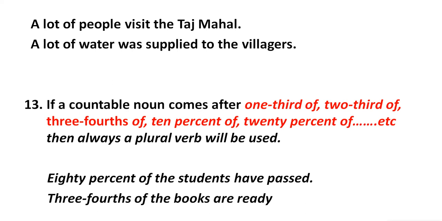But if you see the second example, a lot of water was supplied to the villages. In the second sentence, we are talking about quantity. Okay, water, that is something that is not countable, you cannot count it, it is not in number. Okay, in that case हम कौन सा verb यूज कर रहे हैं, देखिए यहाँ पे was is a singular verb. A lot of water was supplied to the villagers. ठीक है, that you have to remember.